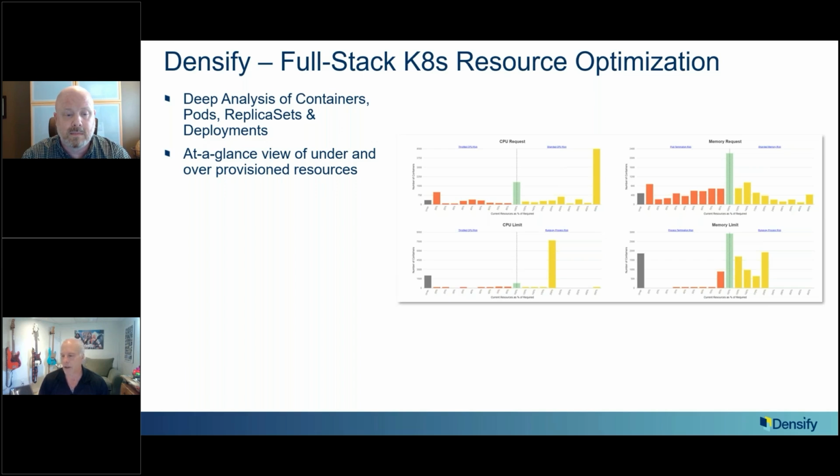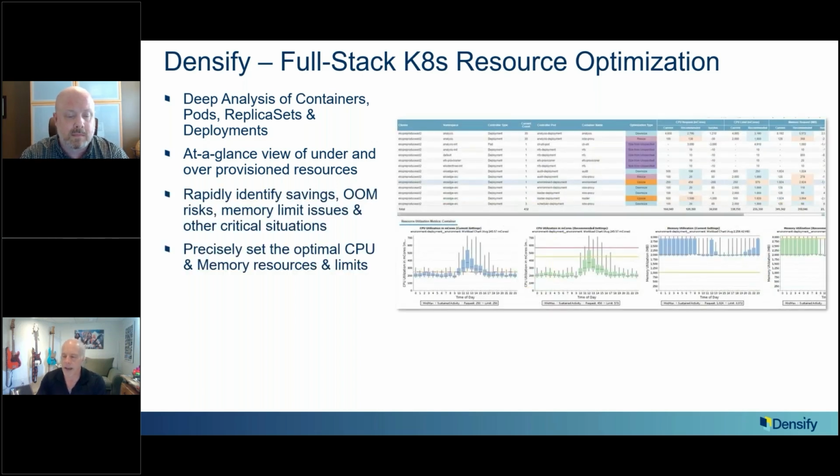And anywhere where you see a lot of orange, like in memory request, it's showing you shortfalls, areas where you are at risk of the pod getting terminated because it does not have enough memory. So from a high level, this is a great view as to how well the environment is configured. But then we go to the next level, which is essentially now specific visibility into each and every container in an environment, where we can rapidly identify savings, areas out of memory risks, memory limit issues. We'll actually list those things out.